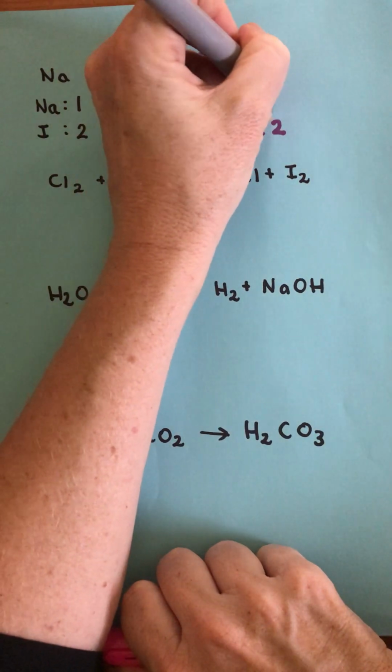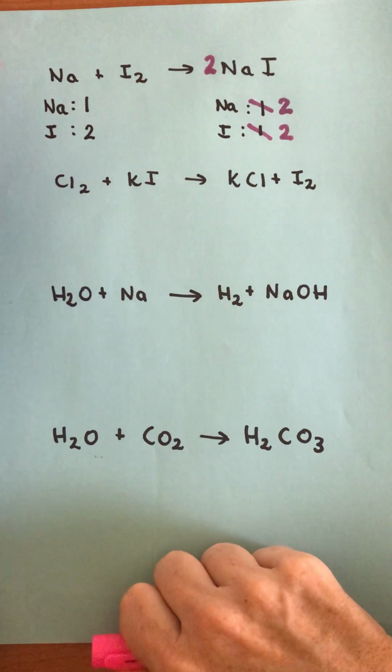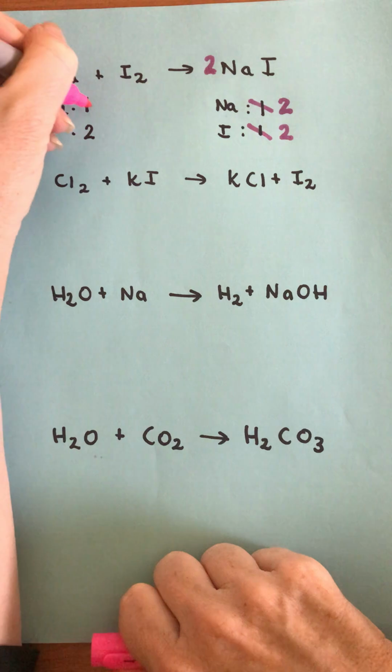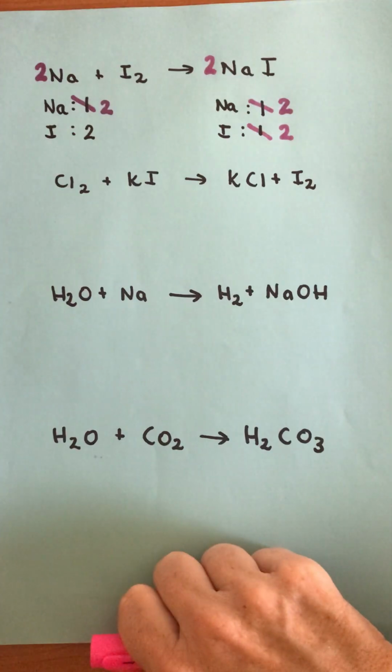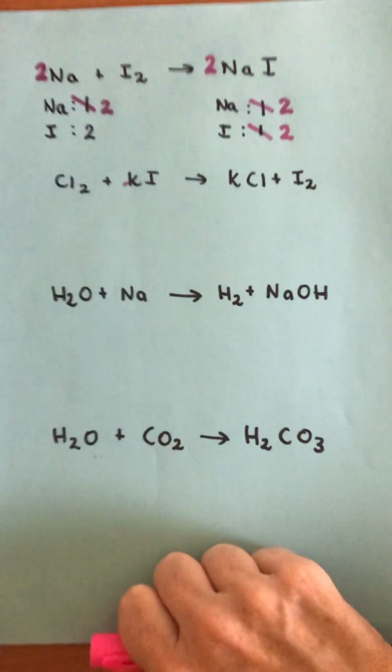However, it's going to give me 2 sodium, and I only have 1 on this side. So to keep it balanced, I'm going to put a 2 there, which will take my sodium numbers to 2. Then I've got 2 sodium on each side, 2 iodine on each side.